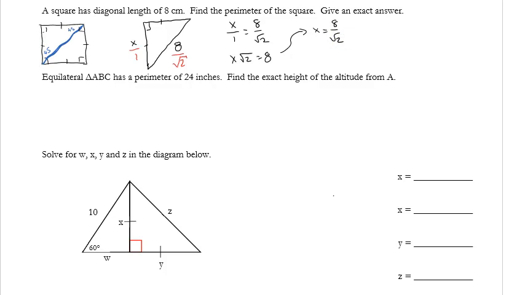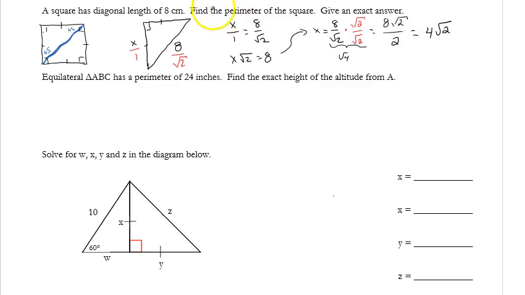This is a good review of rationalizing your denominator. We cannot leave this as my answer. So I have to multiply by 1 in a very specific manner: square root 2 over square root 2, not just square root 2. That's not multiplying by 1. You need to show both. That way, the numerator becomes 8 square root 2. The denominator becomes square root of 4, but the square root of 4 is 2. Now I can simplify to 4 square roots of 2.